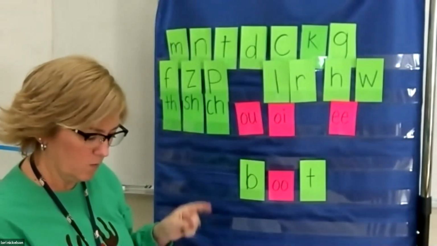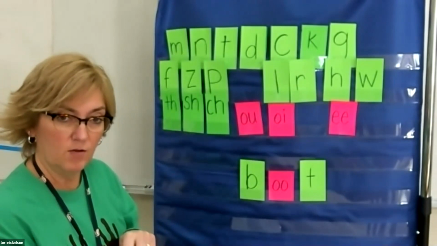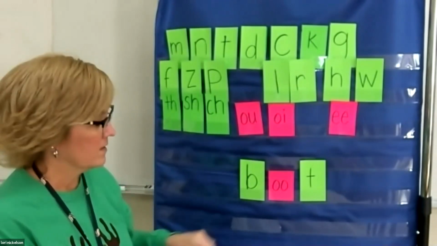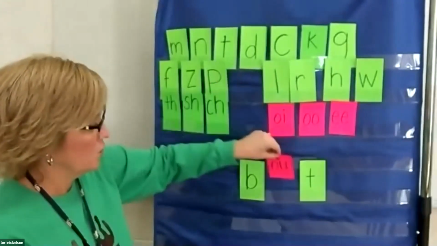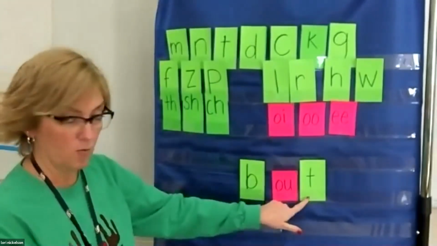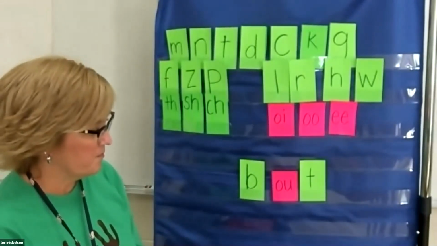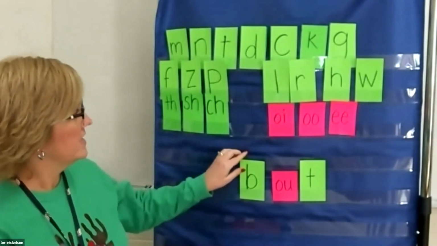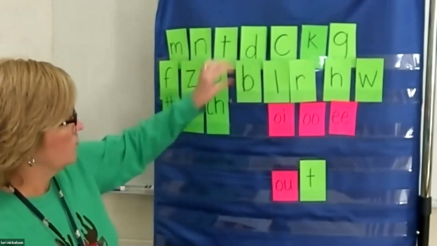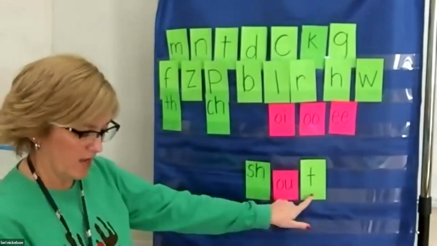So what if I want to make boot into bout? How could I fix that? Well, I would change that vowel and put the OU to make bout. Well, what if I wanted to change bout into shout? What would I need to do? Take the B off and add what? SH. Now I have shout.